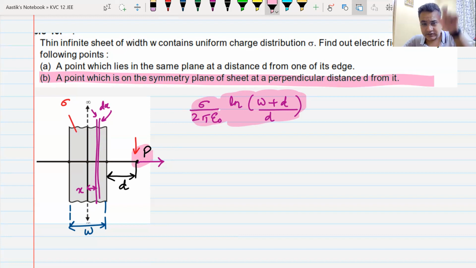Draw this diagram, a sheet of width W, infinite in one dimension, but finite in the other. What is the electric field at the point P? And the answer was this one. Do we understand this? Yes, sir. Have you noted it down? You just have to note down the formula, nothing else. There's no point of discussing how it is done. It is done by taking infinite long charges and then integrating them. Nothing else. Shall I move ahead?